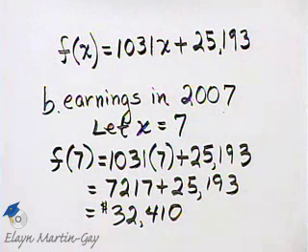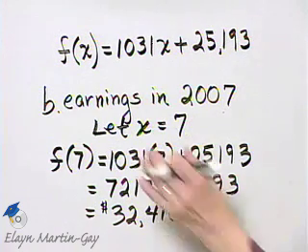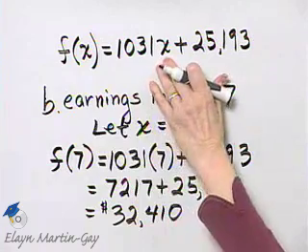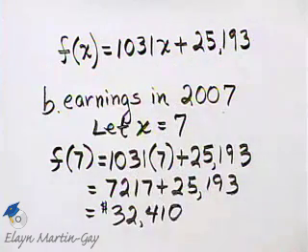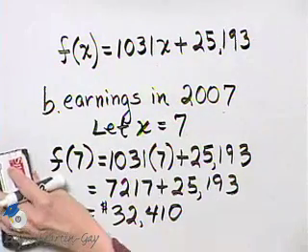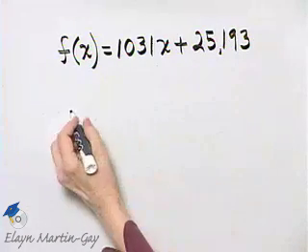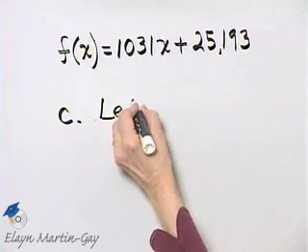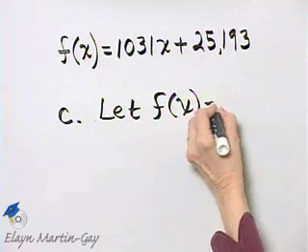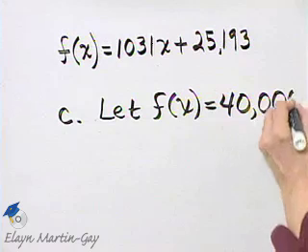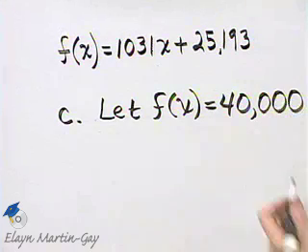Part C says predict the first whole year that the average earnings for high school graduates will be greater than $40,000. We want the earnings. Now remember, x is the number of years past 2000. f(x) is earnings, so we want earnings to be greater than or equal to 40,000. This time for part C, to find that answer, we let f(x) equal 40,000. And we're looking for time, so we solve for x.